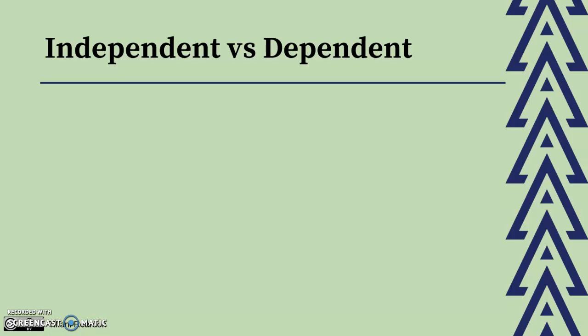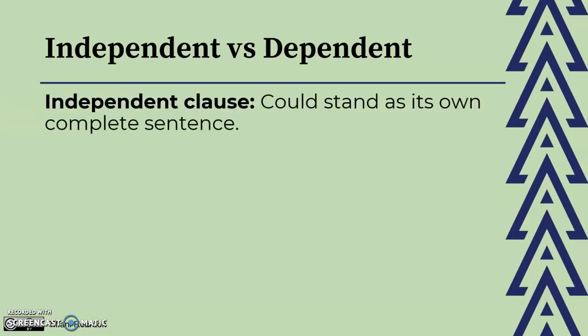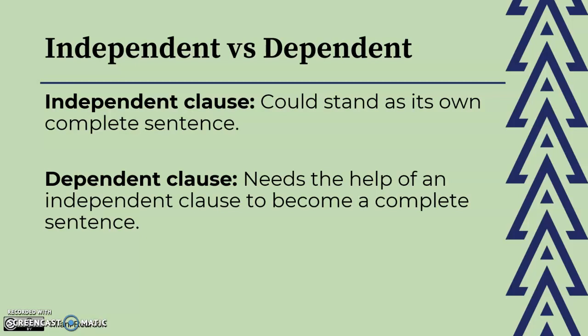We need to define what these things are first before we move on. An independent clause is essentially a complete sentence that can stand by itself. A dependent clause is something that is not a complete sentence. It needs the help of an independent clause to become a complete sentence. You may recognize them as sentence fragments or something similar to that.